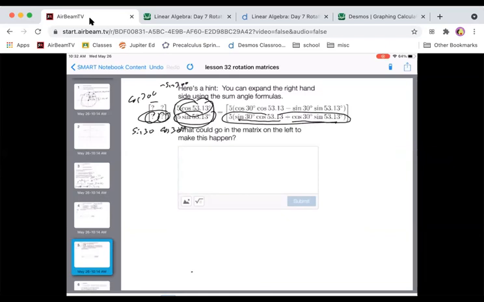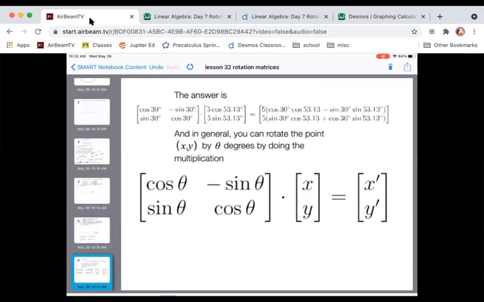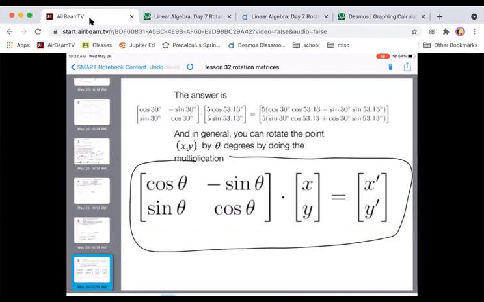So the answer is this 2x2 matrix will accomplish the rotation. And the formula is this. And that's the big formula of the day. And the nice thing about this formula is that it's not necessary to change x, y into trigonometric form.